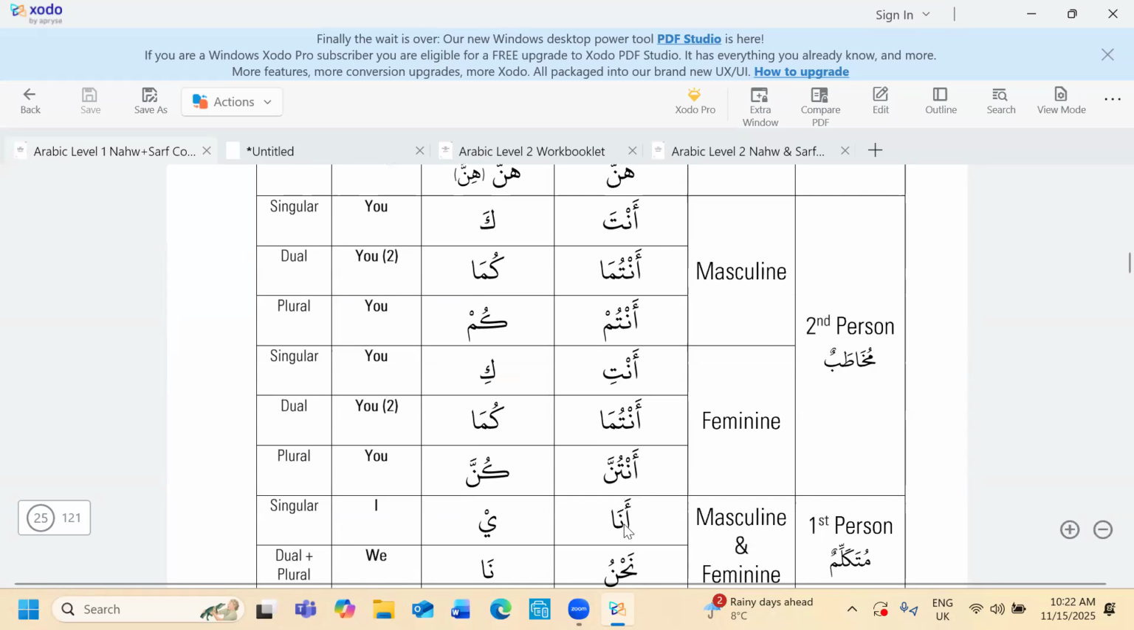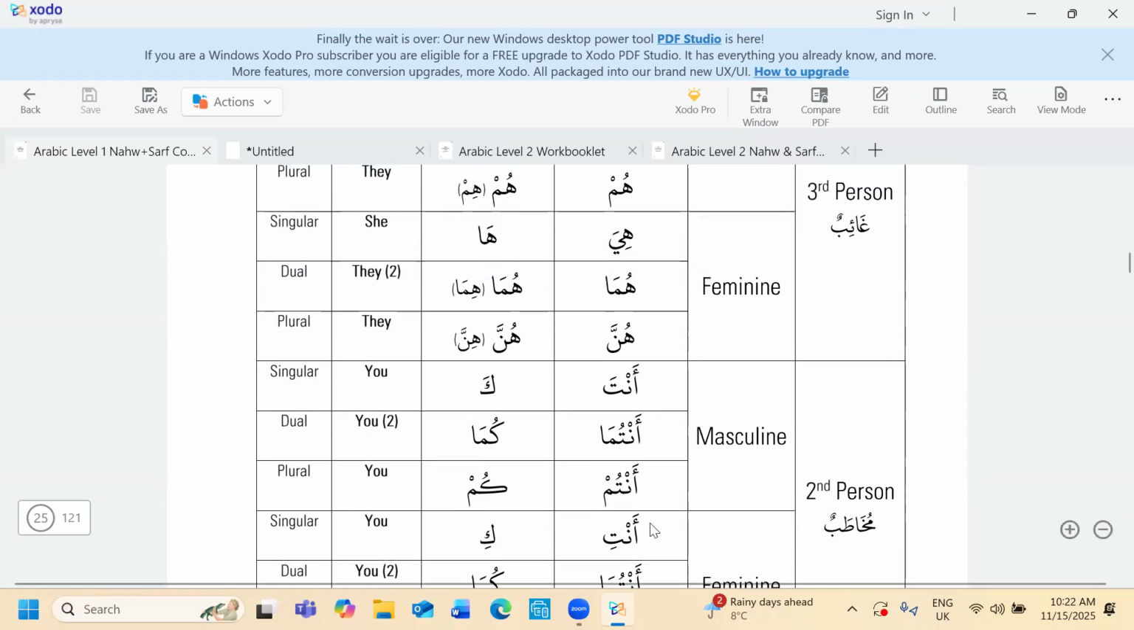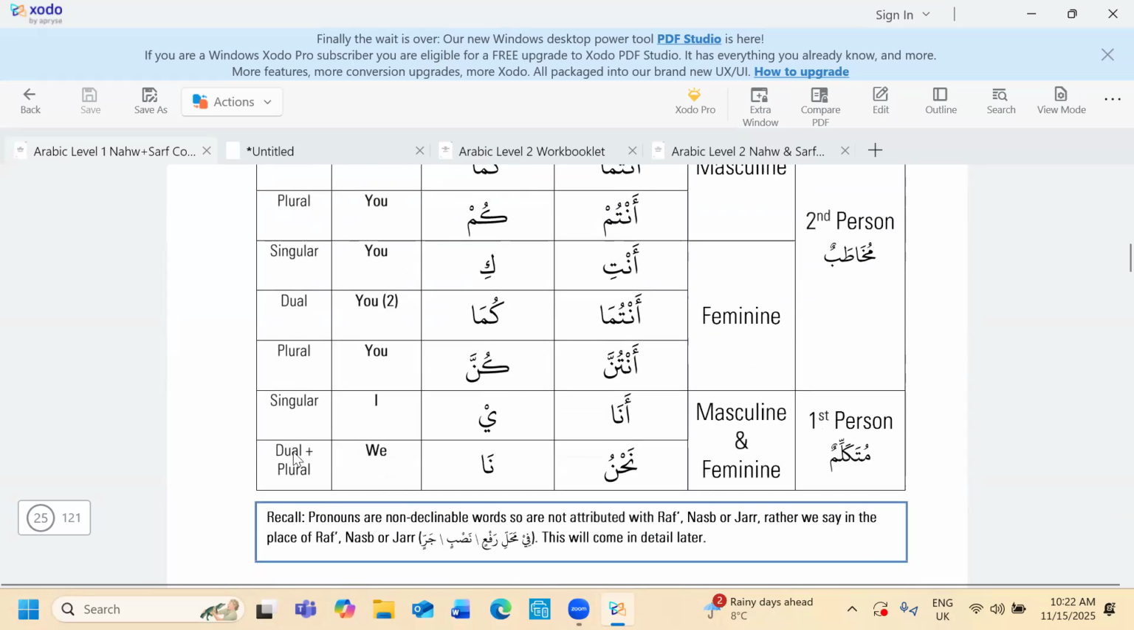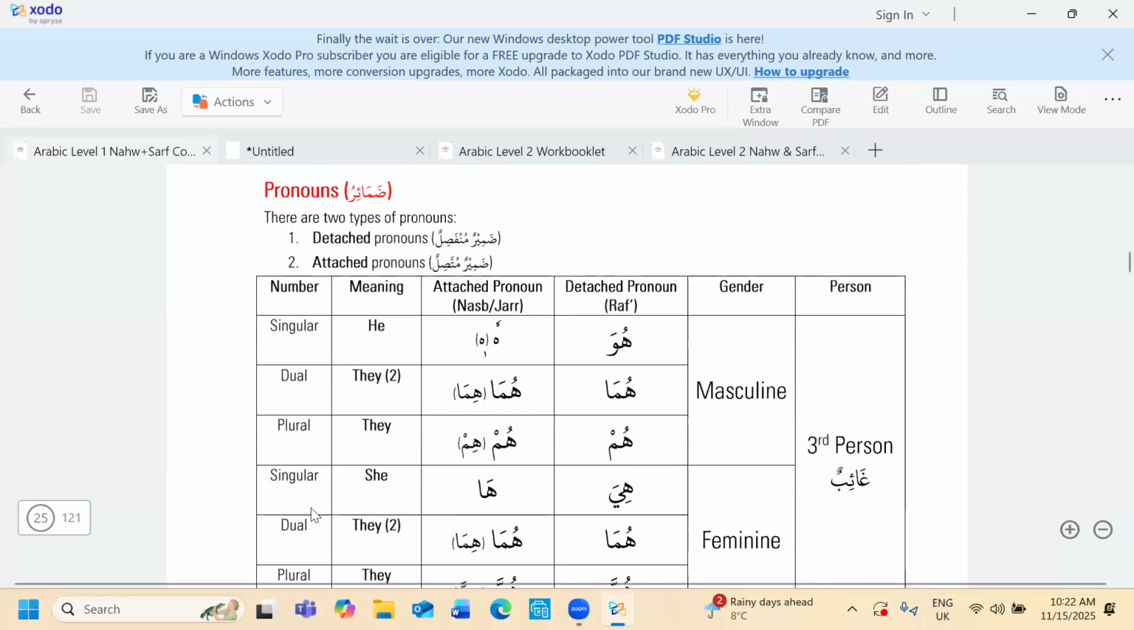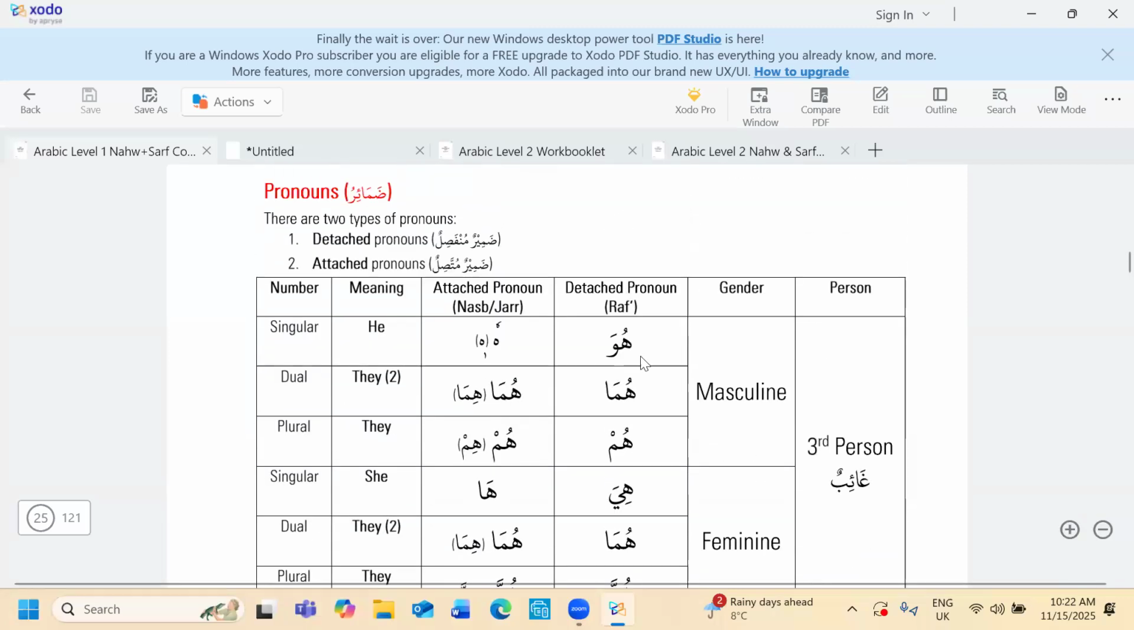The easiest one is probably ana, I, and nahnu, we. So try and learn them with the meaning. And nahnu includes if you're saying us two or us three or more. Okay. Now, as you learn that, I want you to learn it like this as well.